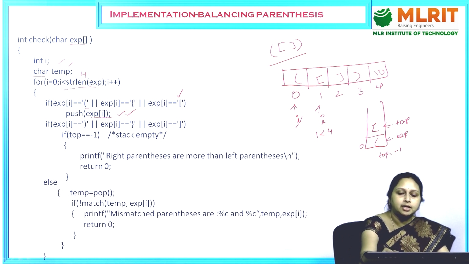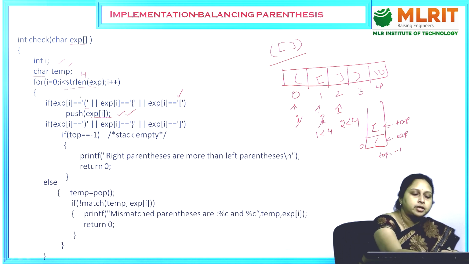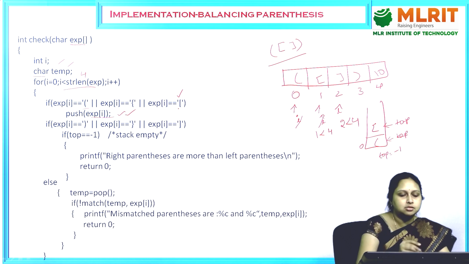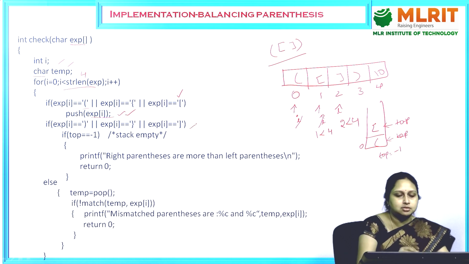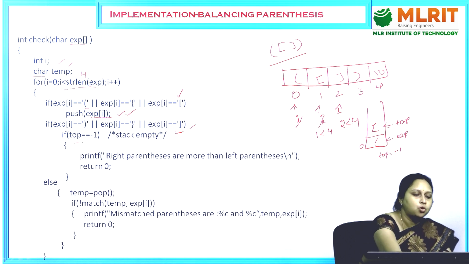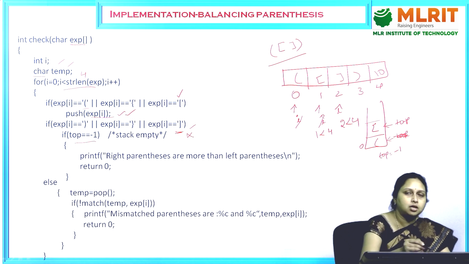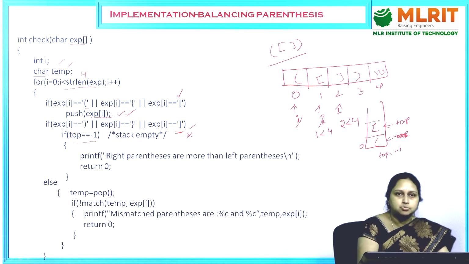Next, I will be incremented again, pointing to the next location. Now I am going to check the first condition. I am not finding any open parenthesis. Now it is finding the closing parenthesis. Yes, if I have the closing parenthesis, first it will check top equal to minus 1. No, here the top is not equal to minus 1. Why? Because we have two symbols on the stack. So this condition will not work, and it will go to the else part.